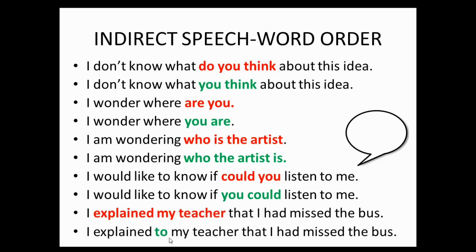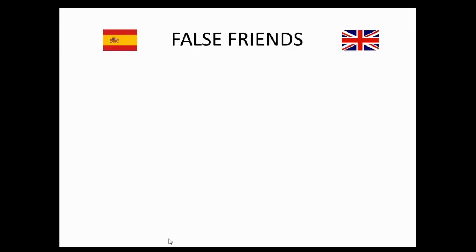And explain is similar to listen. I explained to my teacher. So we say, listen to someone, explain to someone. False friends. I'm sure you have seen this list many times before. Largo in English is long, while large means big. Carpet is alfombra, while carpeta is folder.